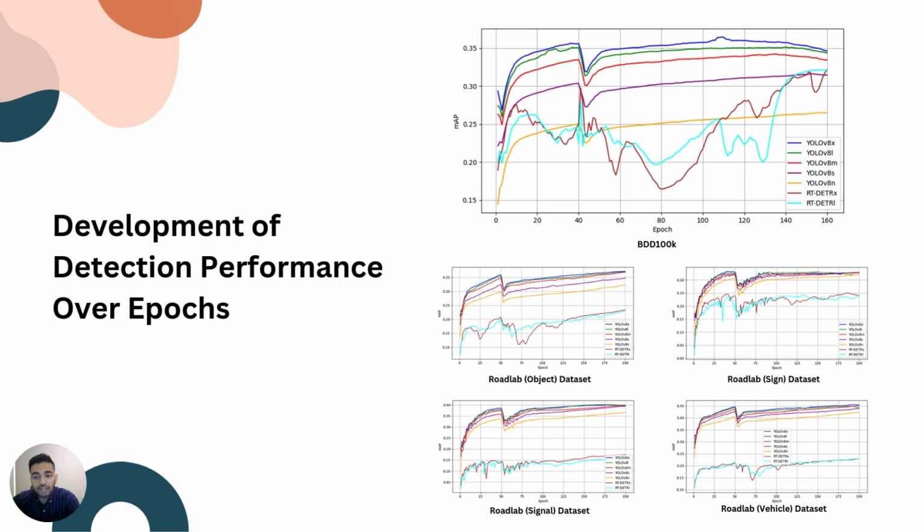Similarly, for the vehicle dataset, if you observe, YOLOv8X and YOLOv8L excel with a mAP of around 0.45, while RT-DETRs remain only around 0.23. For the sign dataset, YOLOv8 models maintained around 0.3 mAP, while RT-DETR showed instability. And even for the signal dataset, YOLOv8 reached around 0.4, but RT-DETRs made it around 0.3. So these findings highlight YOLOv8's superior and consistent performance across diverse detection tasks.